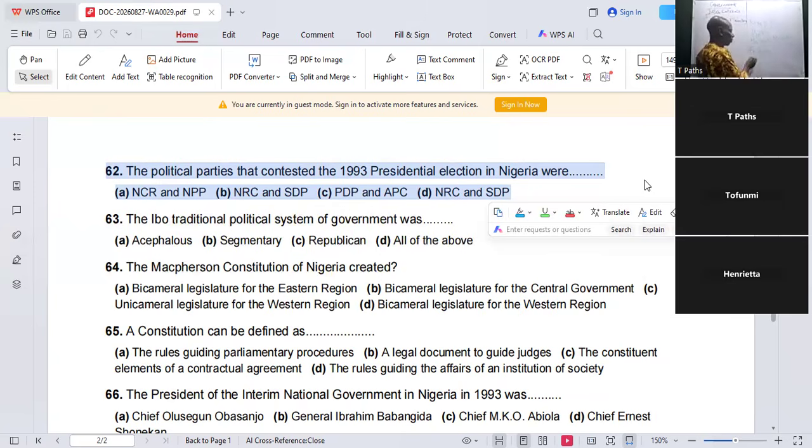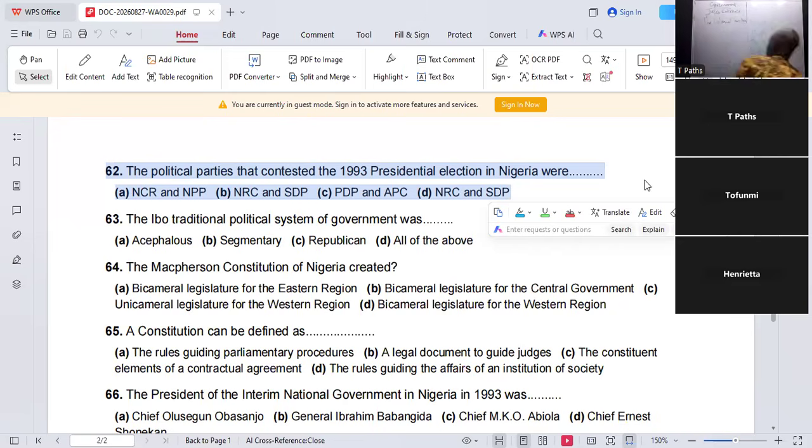FEDECO. What's the full meaning of FEDECO? FE, the Federal, E, Electoral, CO, Commission. This was the body that conducted the 1979 election that brought in the first civilian president, Alhaji Shehu Shagari. Take note. And that 1979, the chairman was what? Michael Ani. Chief Michael Ani was the FEDECO chairman that conducted the 1979 election.